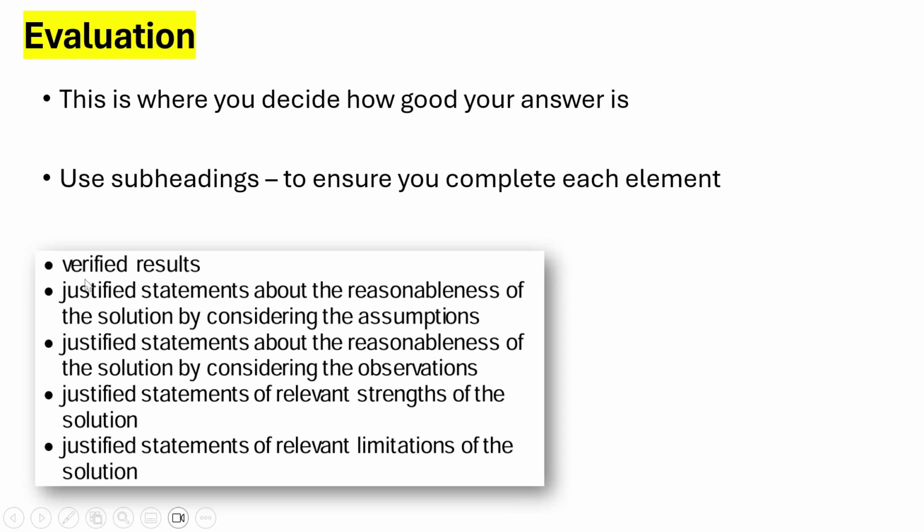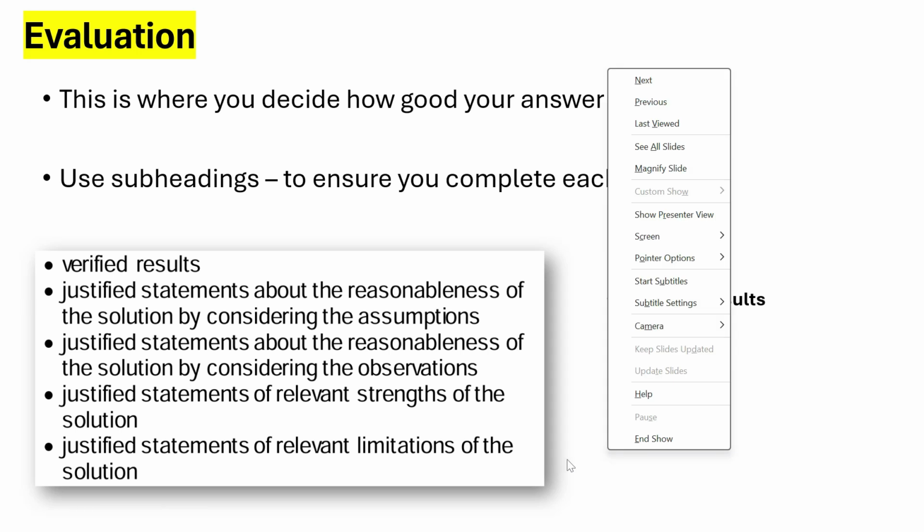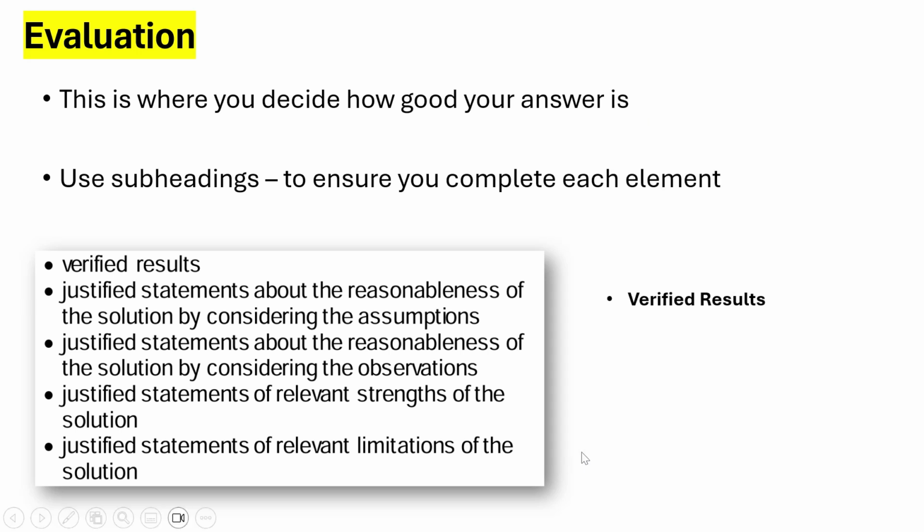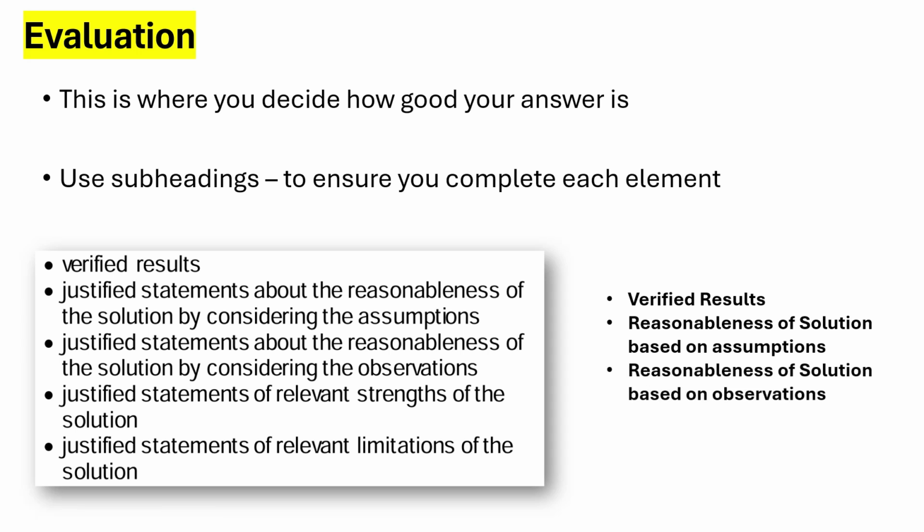This is the criteria. You're going to verify your results. You're going to talk about how good your solution is, how reasonable it is based on your assumptions, how reasonable it is based on your observations. You're going to have some strengths and you're going to have some limitations, and you're going to explain them. You're going to justify them. So your subheadings are verified results, reasonableness of solution based on assumptions, reasonableness of solution based on observations, strengths, and limitations.